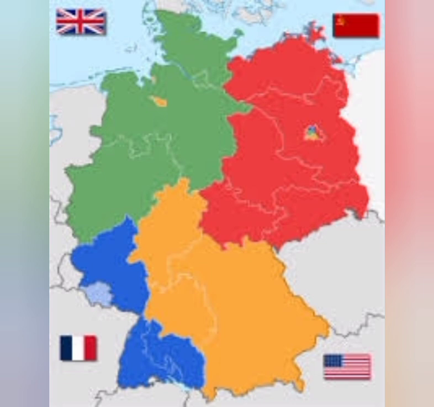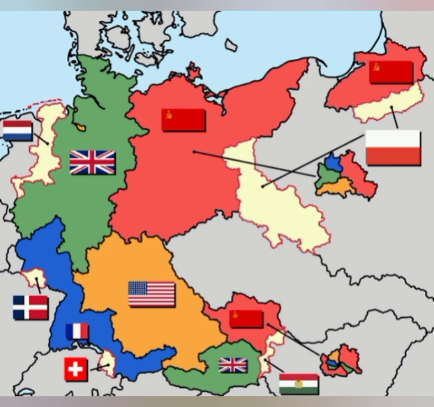3. Germany, 1949–1990. Germany was divided into East and West Germany after World War II. The division reflected the larger ideological conflict between the capitalist West and the communist East during the Cold War. West Germany was aligned with the US and its allies, while East Germany became a Soviet satellite state.